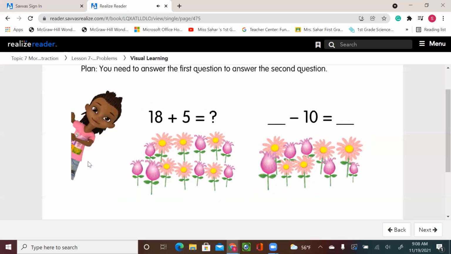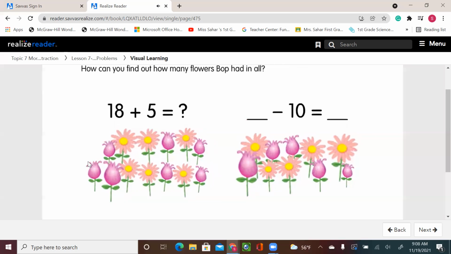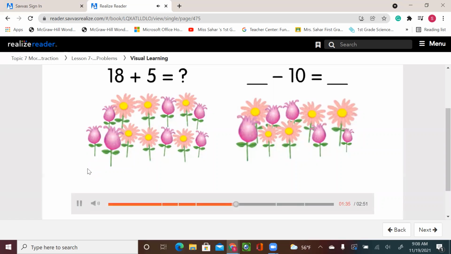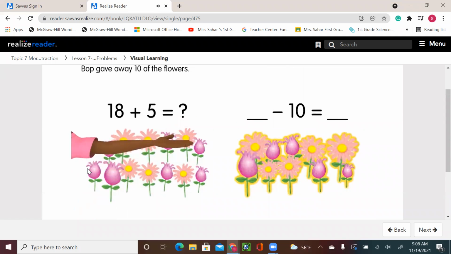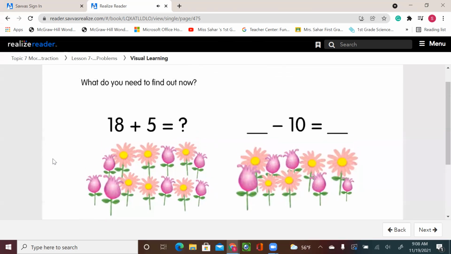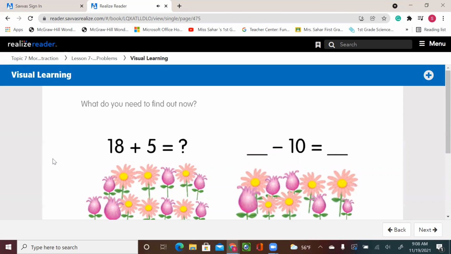Plan. You need to answer the first question to answer the second question. How can you find out how many flowers Bob had in all? You can add 18 and 5. What happens next in the story? That Bob gave away 10 flowers. Bob gave away 10 of the flowers. What do you need to find out now? You need to find out how many flowers are left.